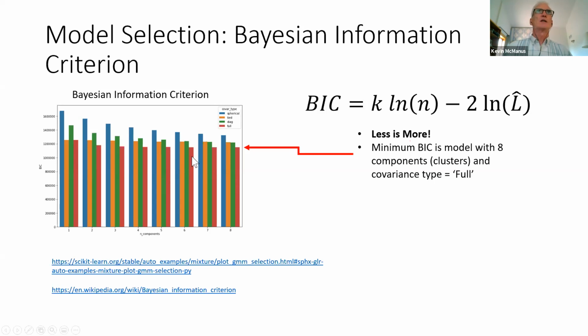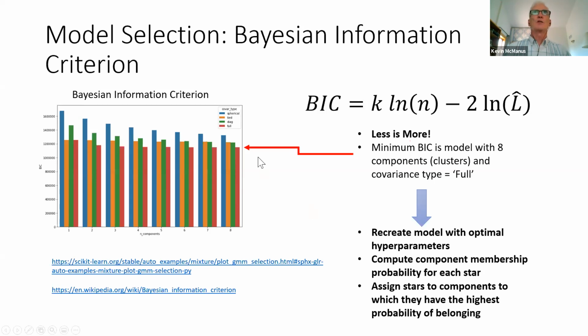So anyway, if we search over our hyperparameter space, we get this graph. And as it turns out, the optimum model, i.e. the model with the best BIC, has eight components and a covariance type of full. Armed with that information, we recreate the model with the optimal parameters, and then we compute each component's membership probability for each star, and then assign the stars to the components to which they have the highest probability of belonging.